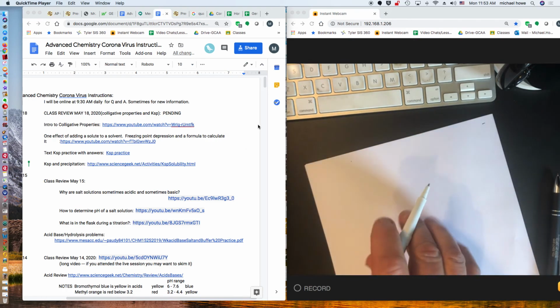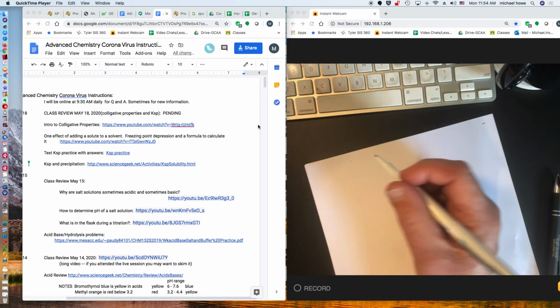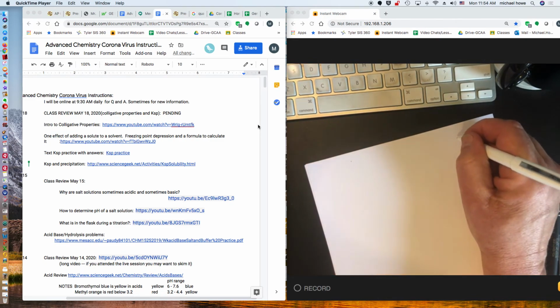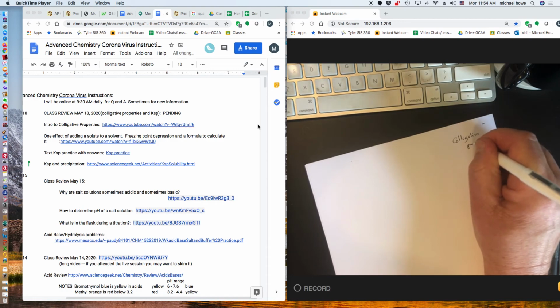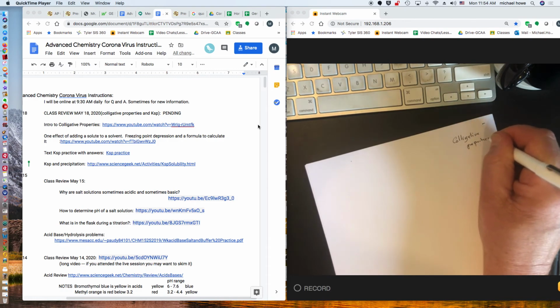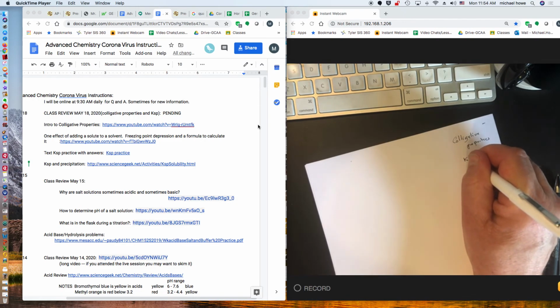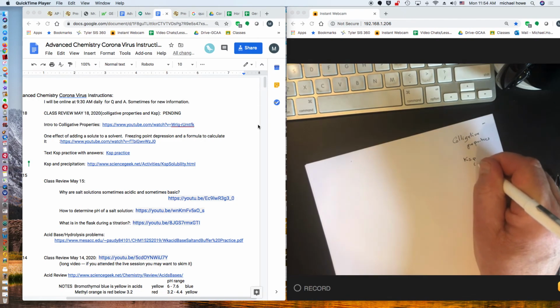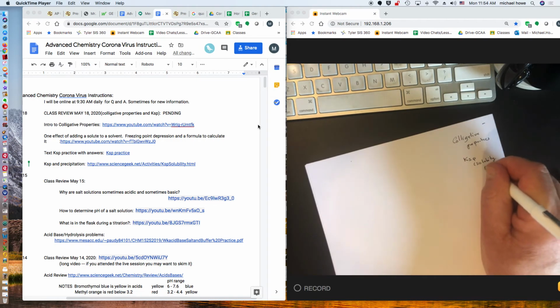This is class review on May 18th, 2020. Today we tried to do a couple of things. First of all, I introduced something called colligative properties. And the second thing that we talked about was something called solubility product, or KSP. That's really just another equilibrium constant.